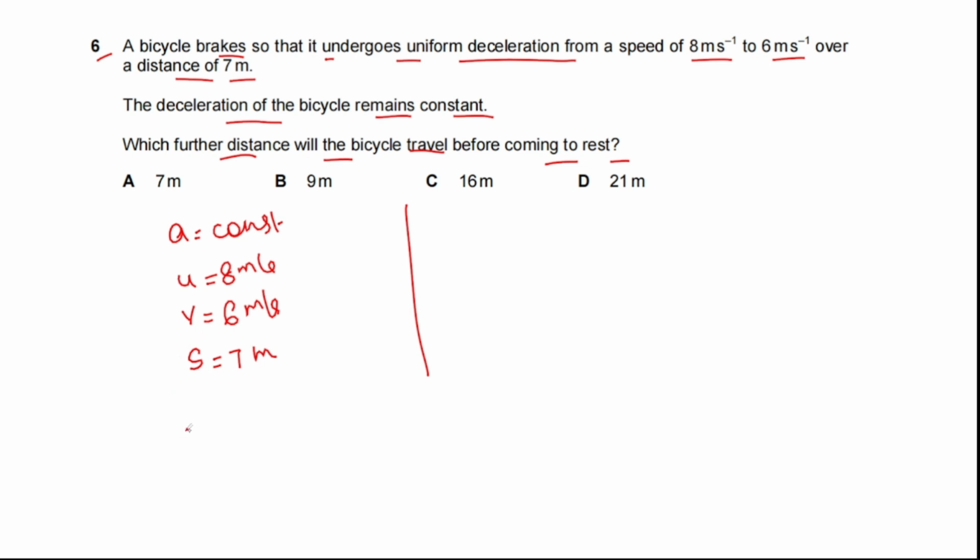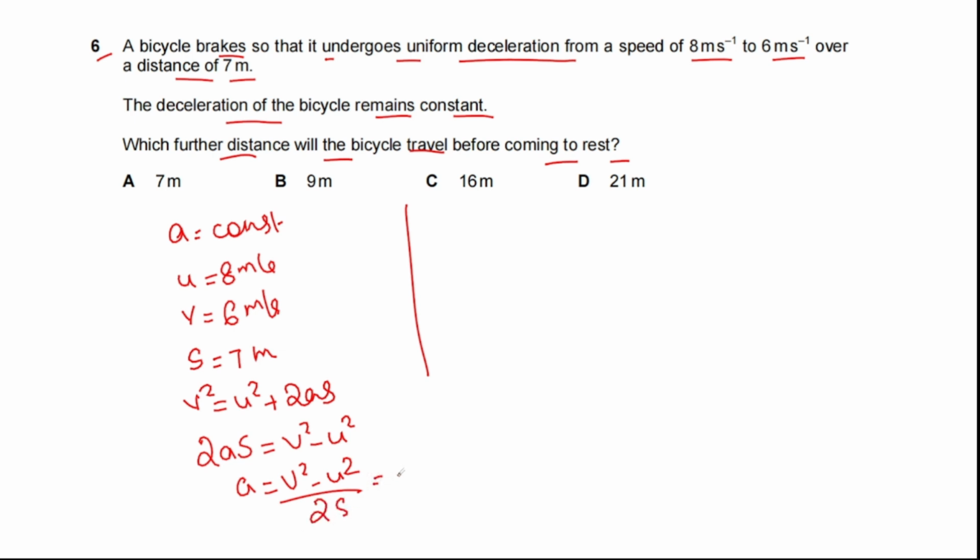So here you can find out the acceleration, which is the constant value here, using the formula v square is equal to u square plus 2as. So rearranging, you will be getting 2as is equal to v square minus u square, and a is equal to v square minus u square divided by 2s. Substituting the values will be 6 square minus 8 square divided by 2 times 7. So you will be getting the value as minus 2 meter per second square. So this is the constant acceleration during the deceleration value. So it's minus, so it's representing the deceleration.